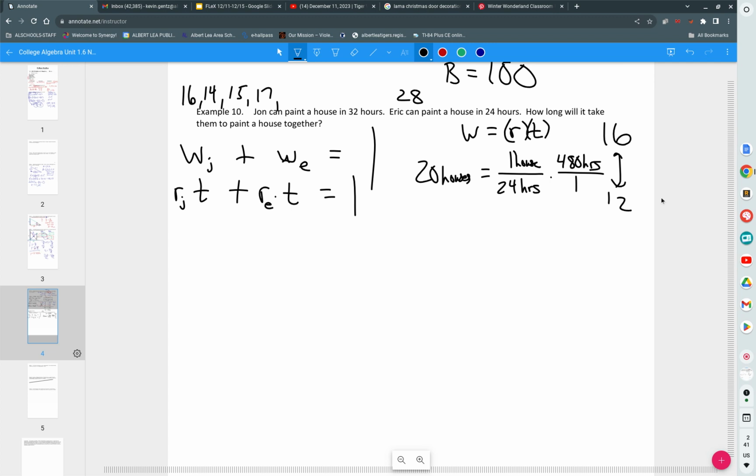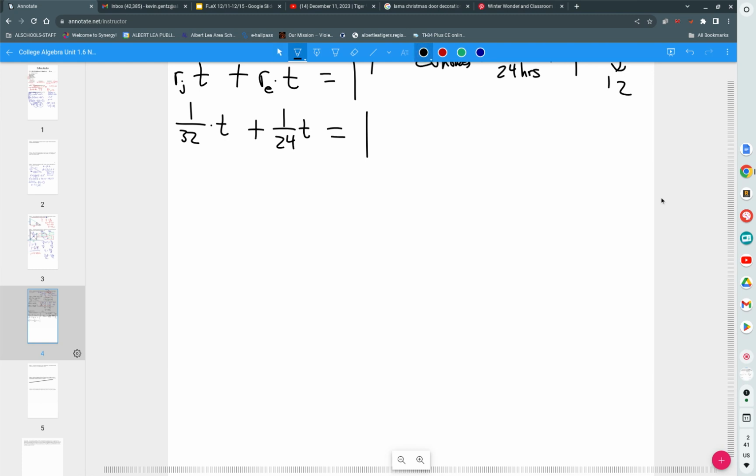What is John's rate? One house over 32 hours. One house every 32 hours times time, plus one house over 24 hours times time, is equal to one house that gets done. Now, as a math teacher, I really like this because I have one variable going on here. I just have t in both scenarios. And so therefore, I'm going to write this as t over 32 plus t over 24 is equal to 1. How do I solve that equation?